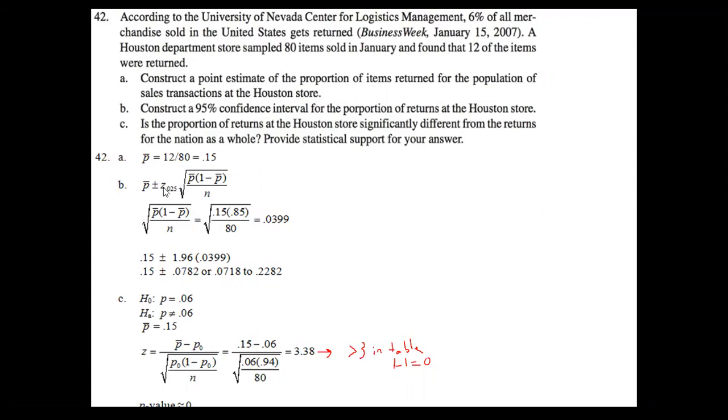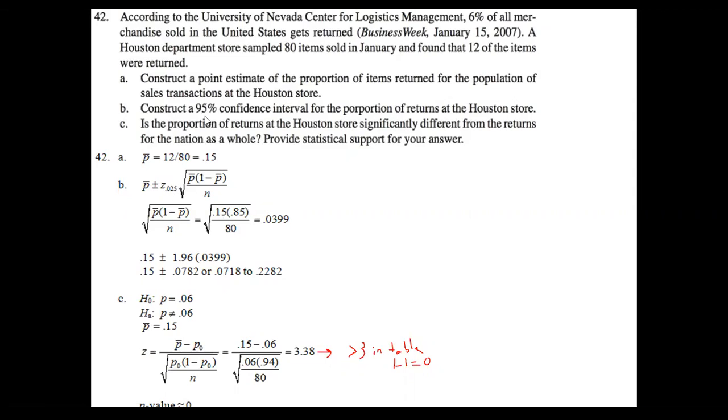Now we're going to use the proportion confidence interval equation, which is just the p bar plus or minus z alpha over 2 times the square root of p bar times 1 minus p bar over n. And this can be calculated because we have our p bar is 0.15, so it's 0.15 times 1 minus 0.15 or 0.85 divided by the n, which was 80 samples. That gives us 0.0399. Now, we can plug in everything else we know.